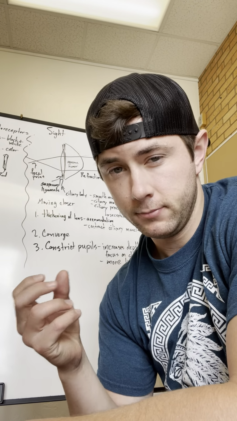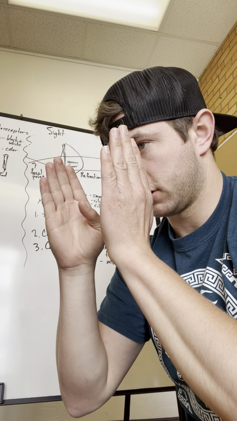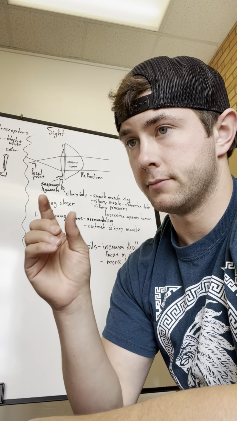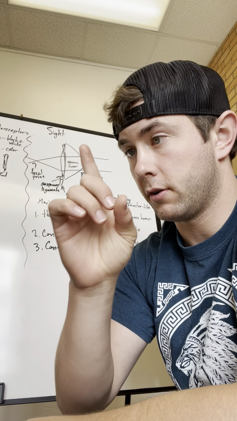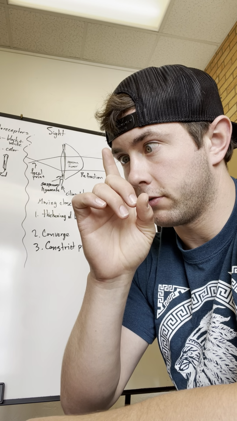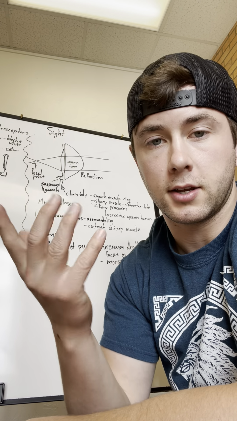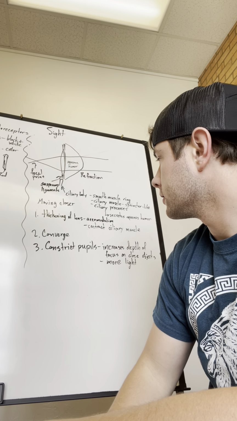Another way that we focus on things that are up close, sometimes you max out, you can't relax the lens anymore, and so your eyes will converge to make an object close to you more visible. So if I do this, it gets blurry if I don't move my eyes, but if I go cross-eyed, then I can see my finger. That's just the convergence of your eyes.